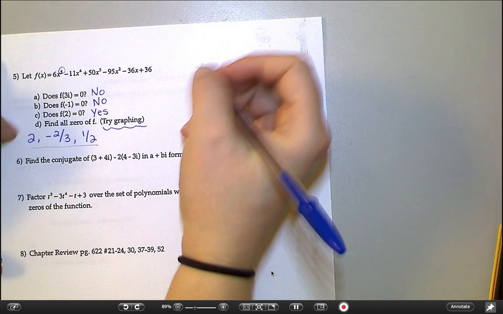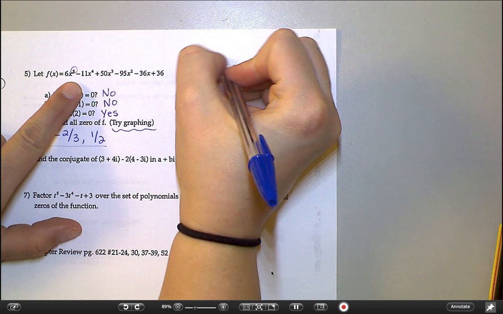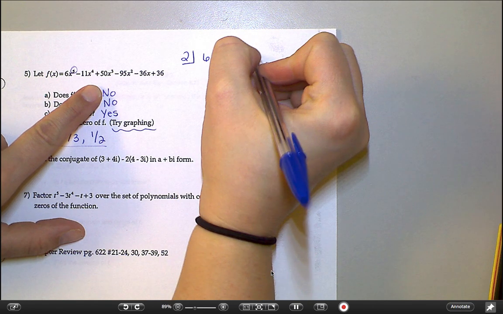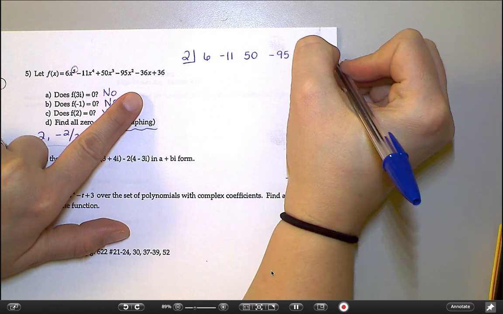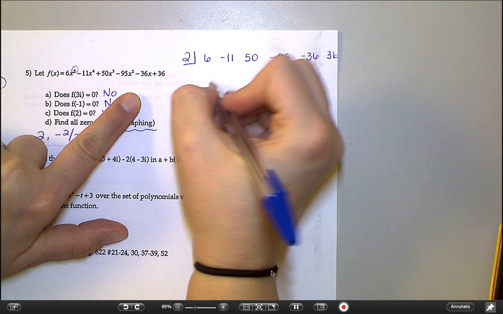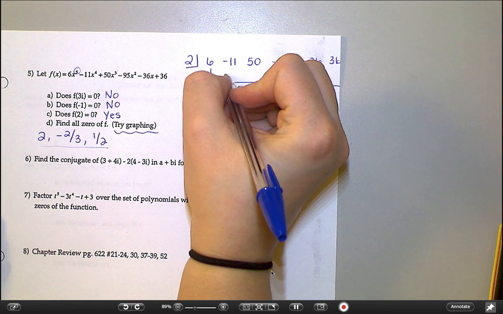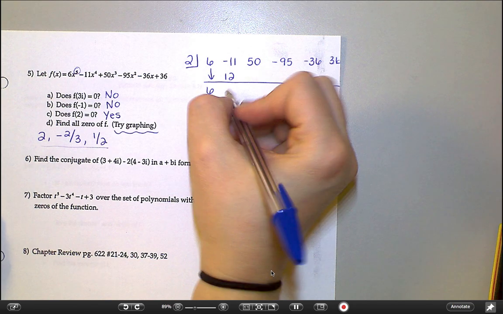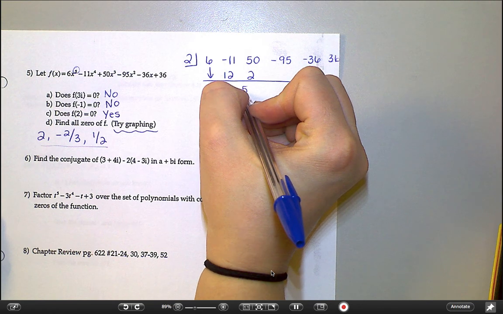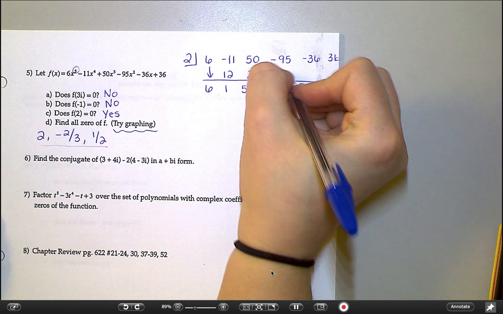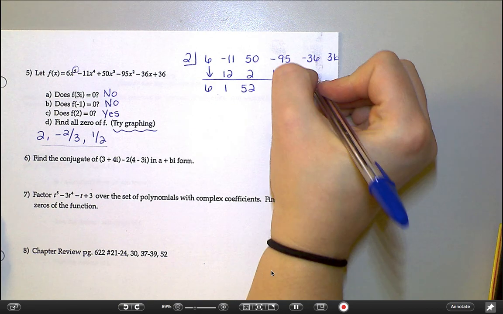So I'm going to start with 2 into this guy. So 6, negative 11, 50, negative 95, negative 36, and 36. Drop this down. So that's a 6. 2 times 6 is 12. Negative 11 plus 12 is 1. 2 times 1 is 2. 50 plus 2 is 52. 2 times 52 is 104. Negative 95 plus 104 is 9. 2 times 9 is 18.